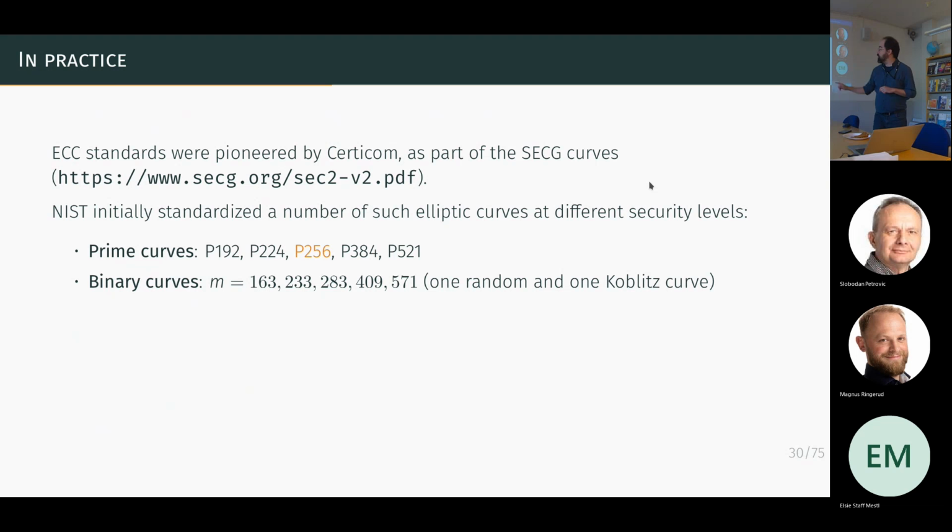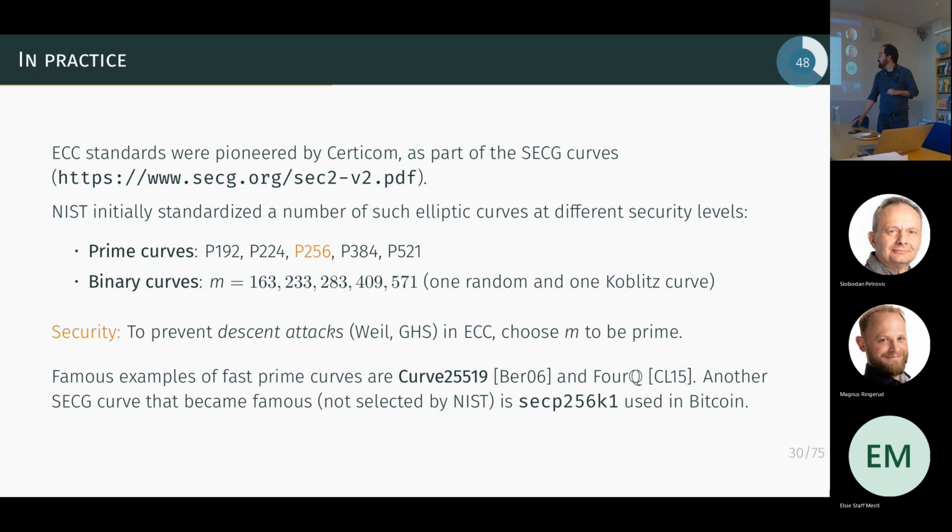You probably noticed that the field sizes are interesting in comparison to the prime curves, where we always have prime numbers. It's because this protects against one particular attack. So we picked the field to be a prime to prevent descent attacks, as it was known already at the time.